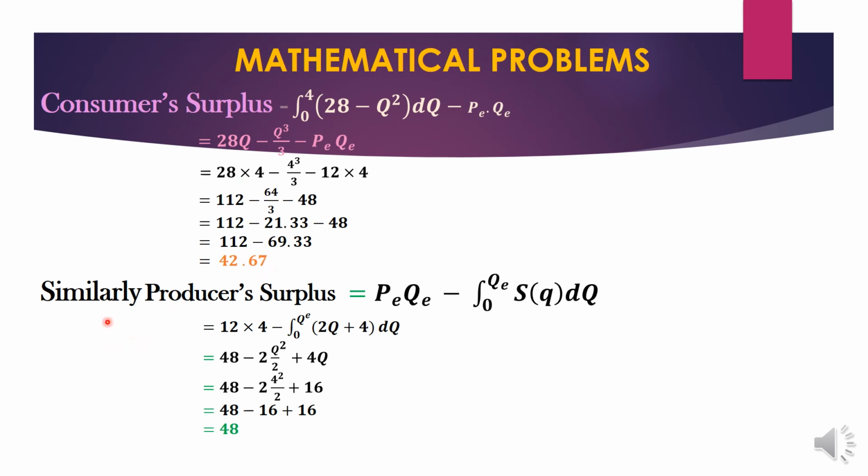Similarly, we can find the producer surplus by applying this formula, which is PE into QE, where PE is the equilibrium price, that is 12, and QE is the equilibrium quantity, that is 4, minus the integration of the supply function with respect to Q. So PE 12 into QE 4 minus the integration of the supply function, that is 2q plus 4. This 12 into 4 is equal to 48, minus, if we integrate, 2q square upon 2 plus 4q. And if we further solve this equation, we get producer surplus equal to 48.